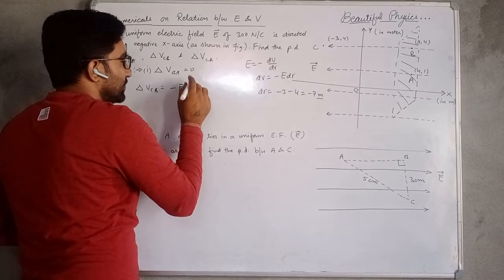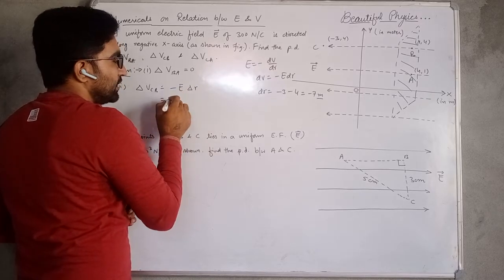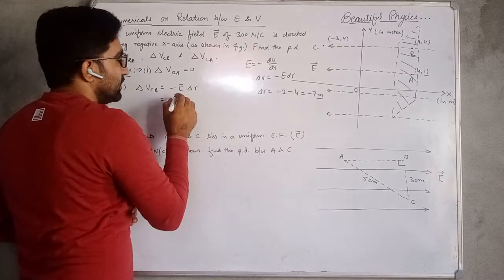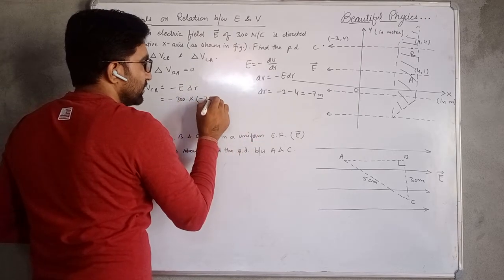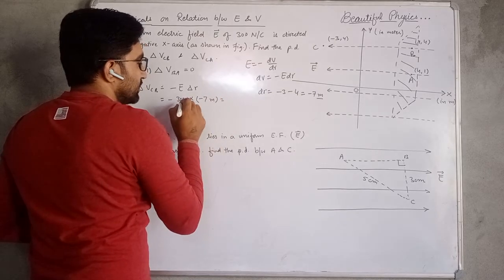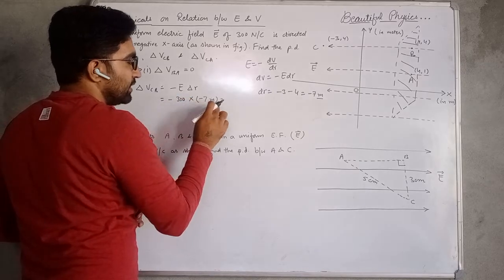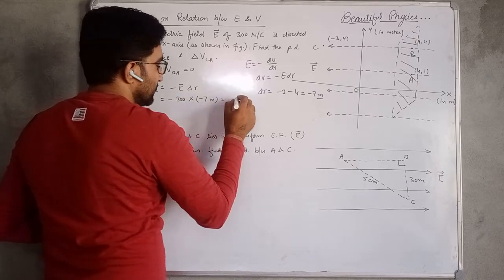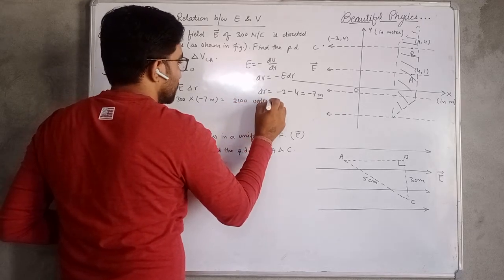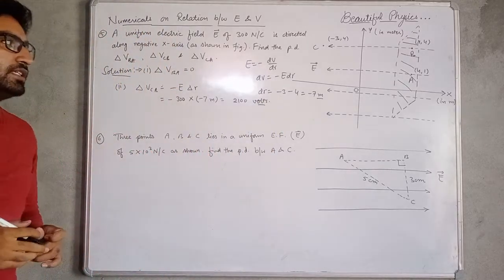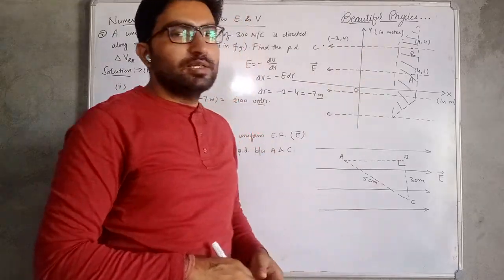Okay, when we put the value of dV here, minus E times delta r, in place of E we will put 300, and in place of delta r we will put minus 7 meter. It is 300 joule per coulomb, and it is 7 meter. When we multiply these terms, we have 2100 volts. Okay, 2100 volts will be the potential difference between point C and point B.